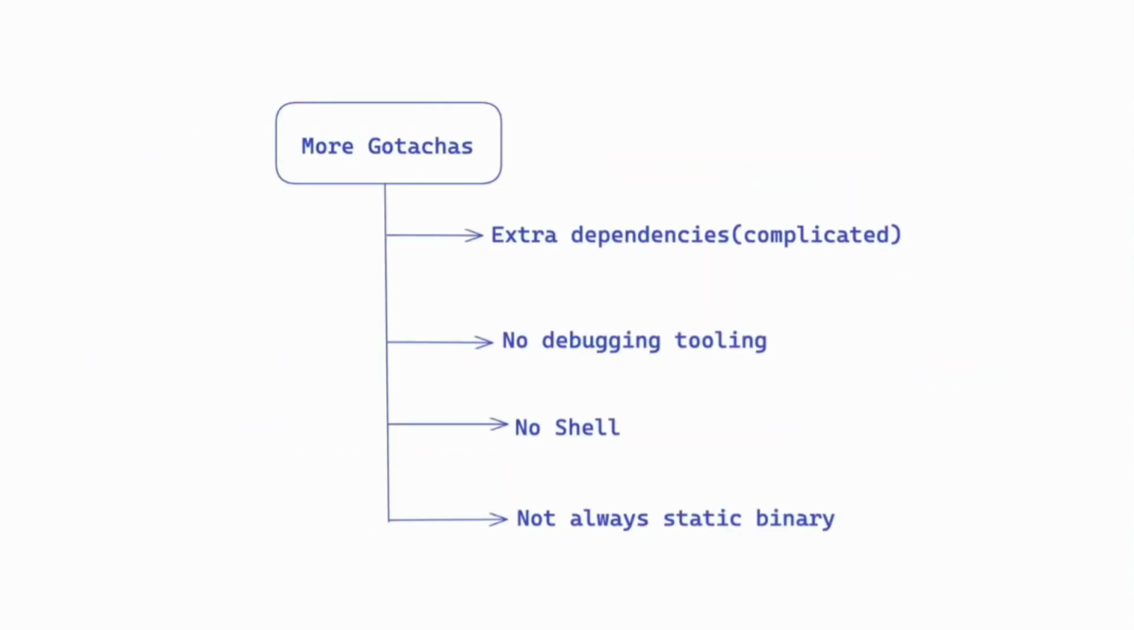So the gotchas: extra dependencies are super complicated. Whenever you have extra dependencies in a Scratch image, you have to know them beforehand if you even want to run it. No debugging tooling, no shell, and not always a static binary.